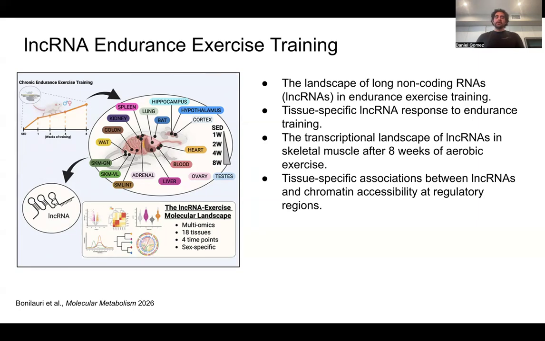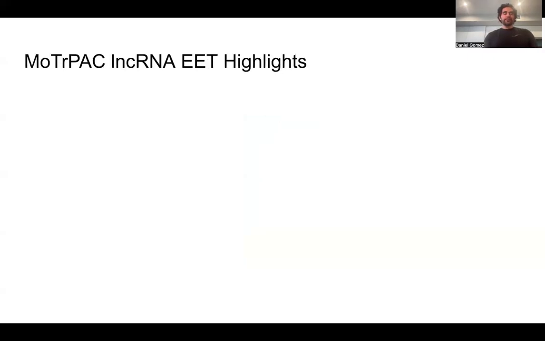All right, so we have tissue-specific associations between the lncRNAs that were chromatin accessible at regulatory regions. And this is important because if you want to look at the lncRNAs, then we have to look at the chromatin accessibility sites at these regulatory regions. Next, we'll go over the lncRNA EET highlights.